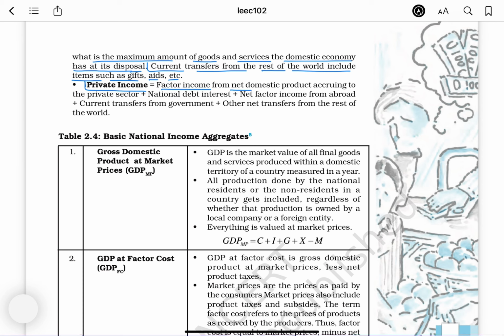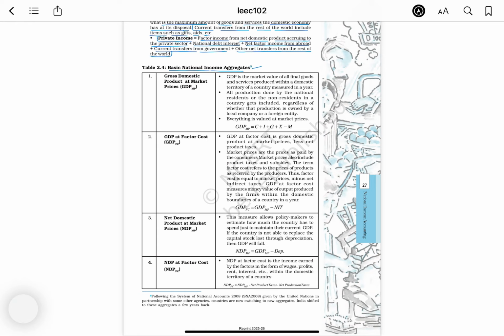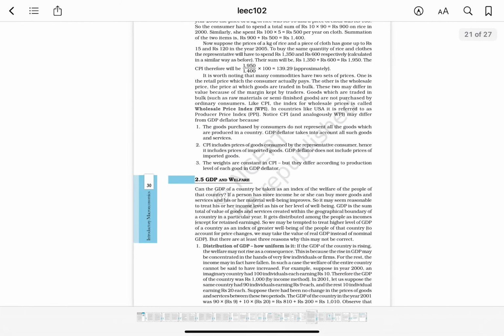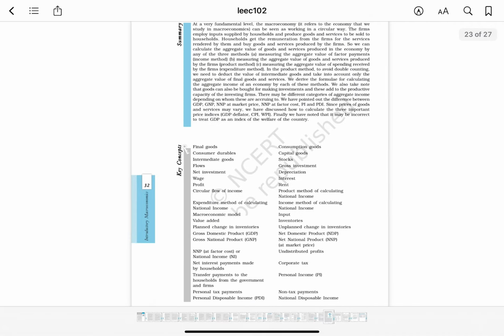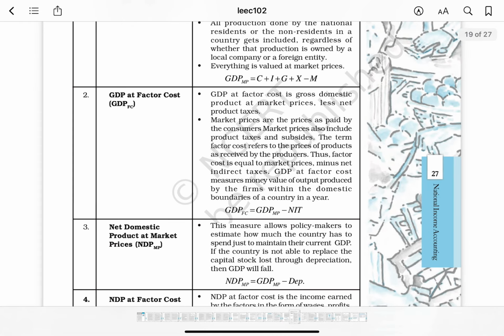Private income is factor income from net domestic product accruing to the private sector plus national debt interest, net factor income from abroad, current transfers from government, and other net transfers from the rest of the world. These are the basic national income aggregates.